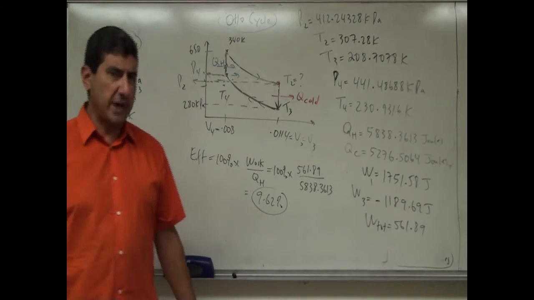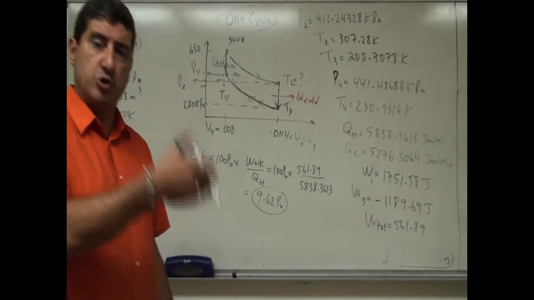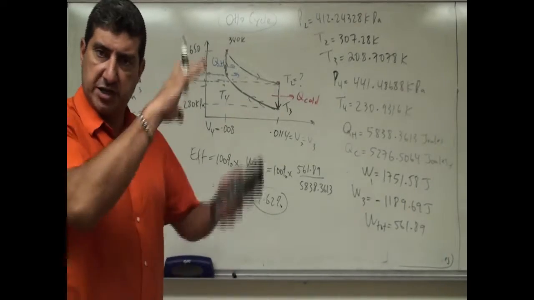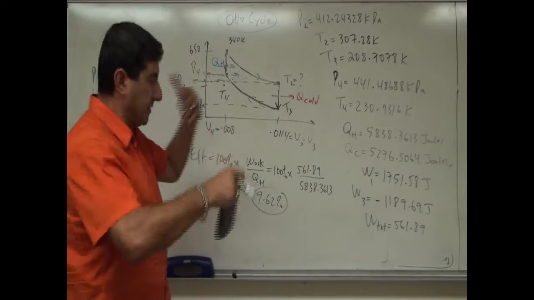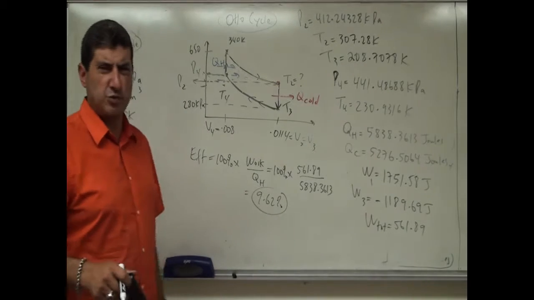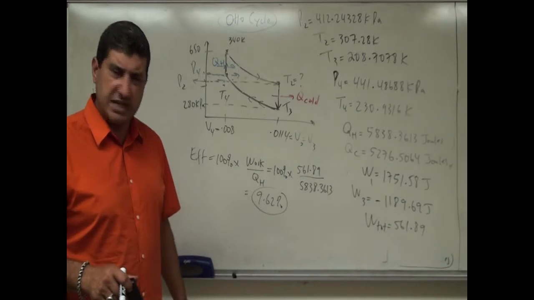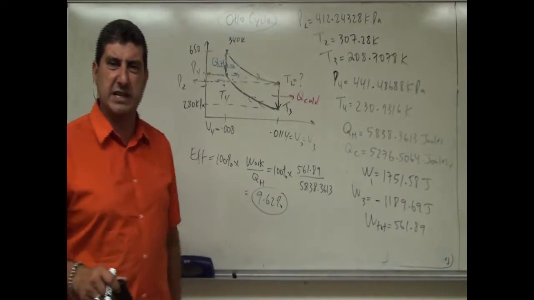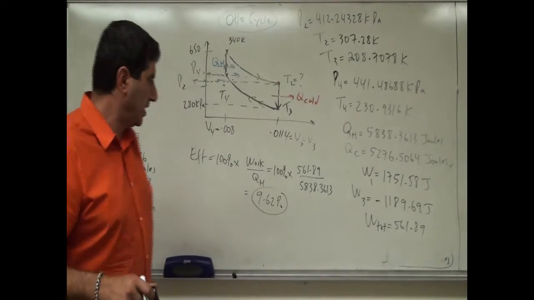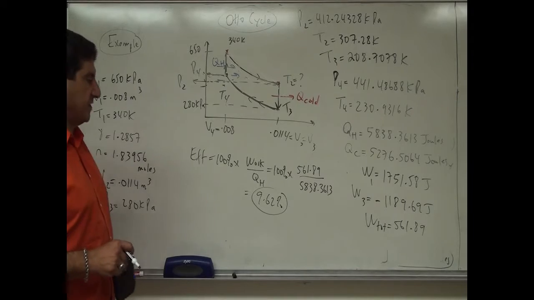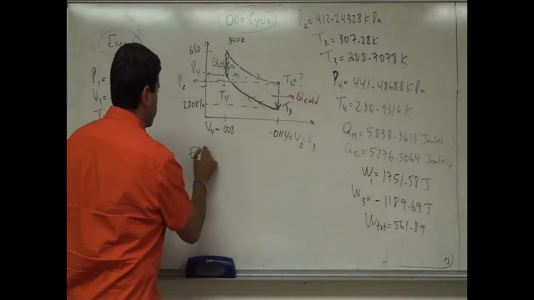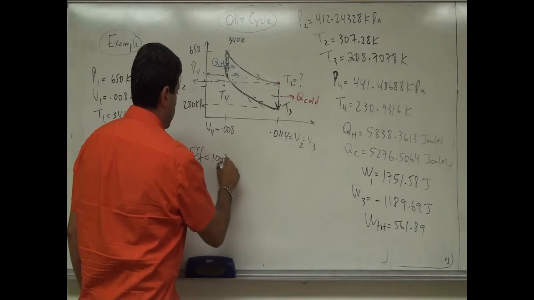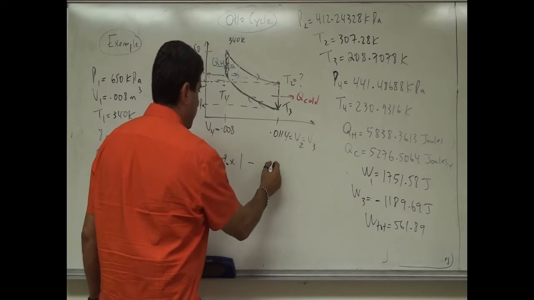So this is quite a bit more efficient than the Carnot engine from yesterday's problem because, although that one looked bigger, looks are kind of deceiving. It depends on a lot of factors. The Carnot engine was, I believe, 5.5% efficient. This is about double that, so 9.62% efficient.